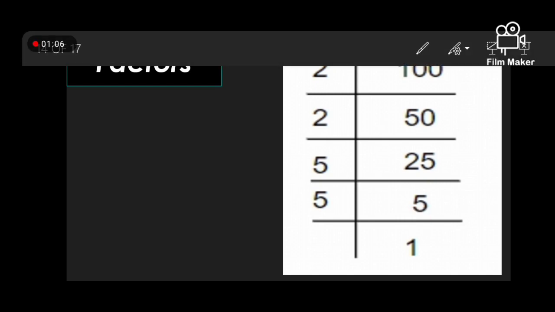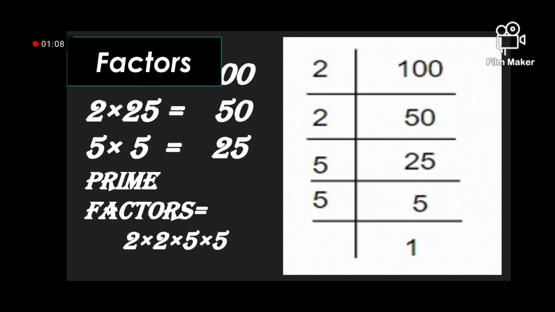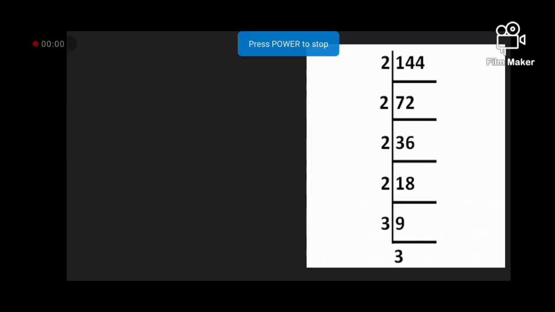So the factors of 100 are 2 multiplied by 2 multiplied by 5 multiplied by 5. To explain the division method of prime factorization, we will take some more examples.